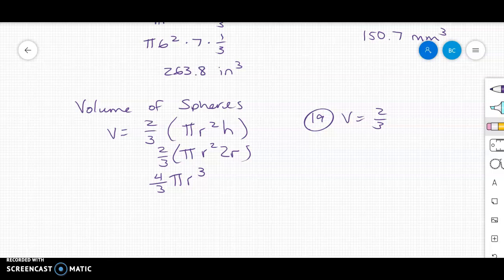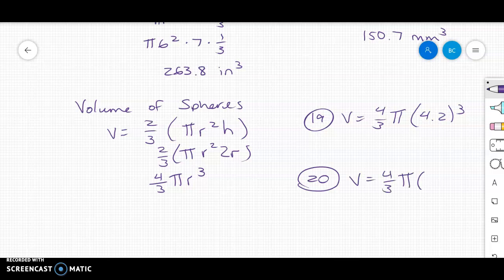4/3 times pi times 4.2 cubed. And then on problem number 20, it's going to be 4/3 times pi times 3.4, which is half of the diameter cubed. So when I do that calculation on my calculator on number 19, I'm going to get 310.2 feet cubed. Number 20 is 164.6 feet cubed.